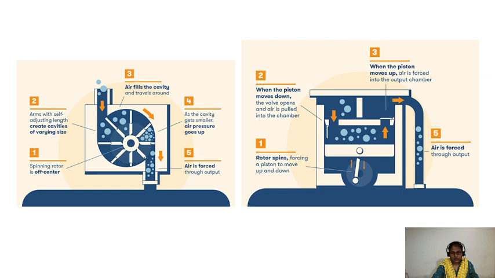Now this shows the working of a compressor. This is a centrifugal compressor, whereas this is a reciprocating compressor. We will discuss a little bit of both, how they are increasing the pressure of the fluid. Mainly in compressors, the fluid is air. But a similar kind of principle works for pumps as well, where the working fluid is liquid.